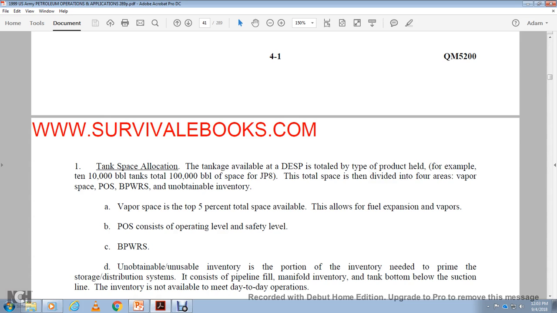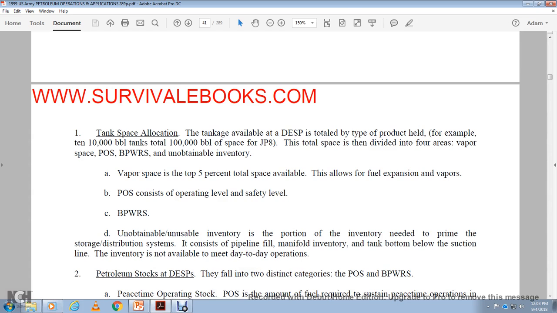The POSC consists of the operating level and safety level. The PBWRS is the obtainable portion of the inventory. The unusable inventory is the portion needed to prime the storage distribution and consider the pipeline fill, the mandatory inventory, and the tank bottom below the suction line, inventory not available to meet the daily operation.